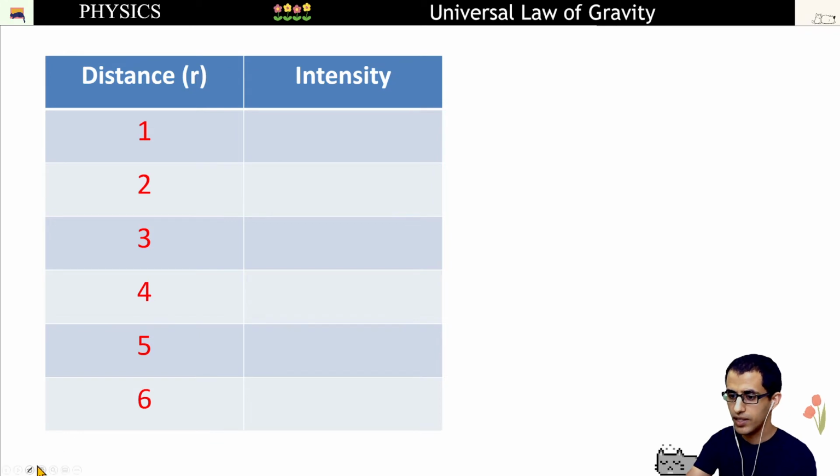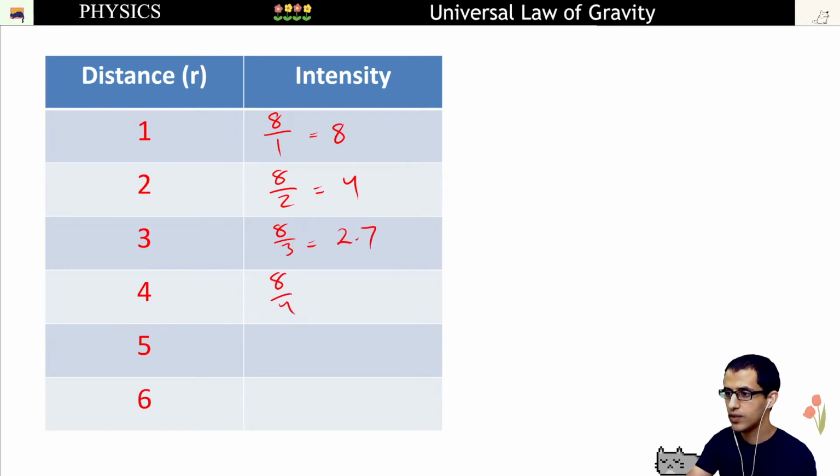So I can write it again here. We start off with an intensity of 8 over 1, which is 8. And then it goes to 8 over 2, which is 4. 8 over 3, which is 2.7. 8 over 4, which is 2. And I can keep going, 8 over 5 and 8 over 6. So I can predict what the intensity should be. This is the way light behaves in a two-dimensional space.